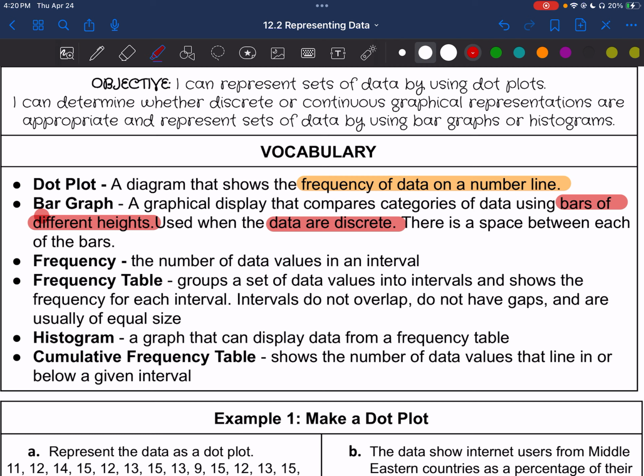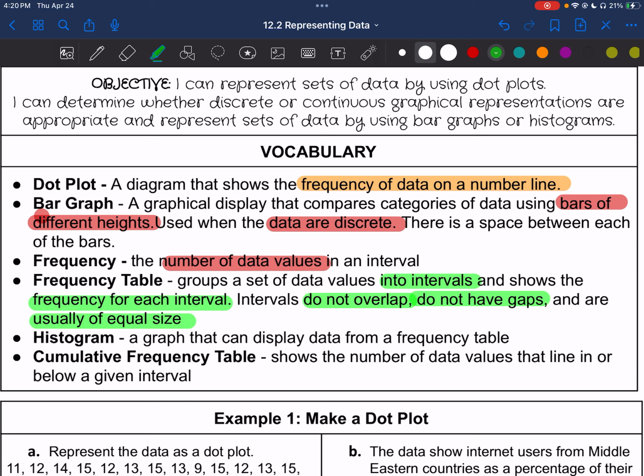Frequency is the number of data values in an interval. A frequency table is going to group those data values into intervals, and it shows the frequency for each interval. The intervals do not overlap, they do not have gaps, and they are usually of equal size or thereabouts.